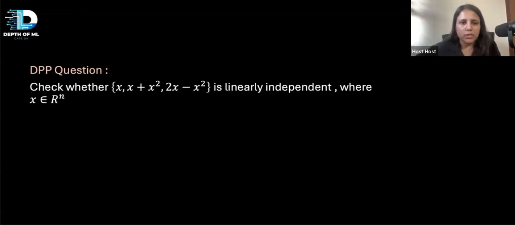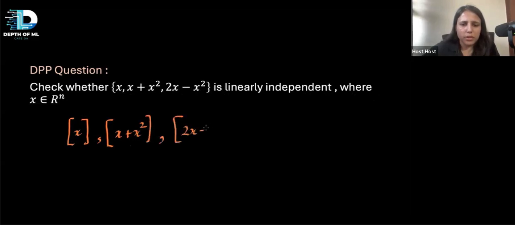So what is this saying? So we have to check whether this set, which is given, x plus x square, 2x minus x square, is linearly independent, where x is a vector which is coming from Rn space. Fine. So how can we do this? So I am given a vector x, which is coming from Rn. I'm also given x plus x square, which is also a vector, and I'm also given 2x minus x square, right? So I can assume that these are three vectors, right?